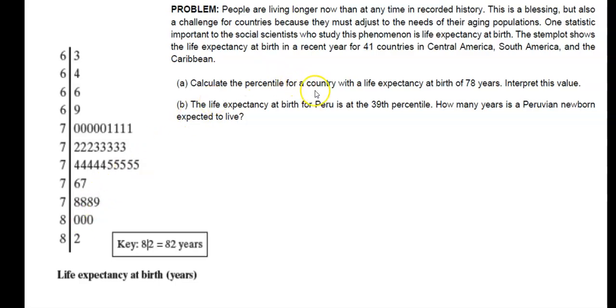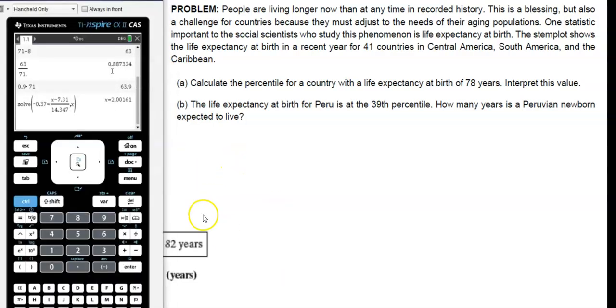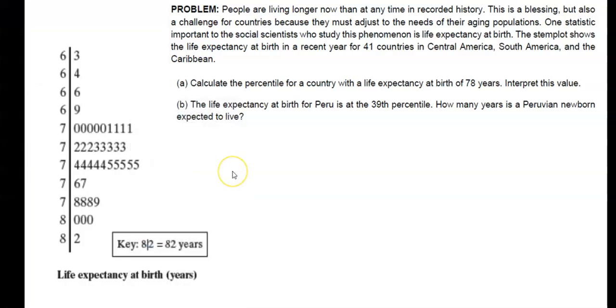Calculate the percentile for a country with a life expectancy of 78 years, so 78. So at or below. So I'm going to count the ones above that. So there are 1, 2, 3, 4, 5 countries above that. It says there are 41 countries. So 5 countries above, 41 minus 5 is 36. So 36 divided by 41 is 0.878, so 87th percentile.